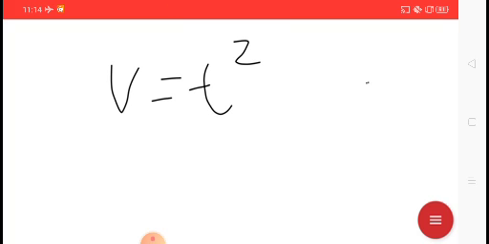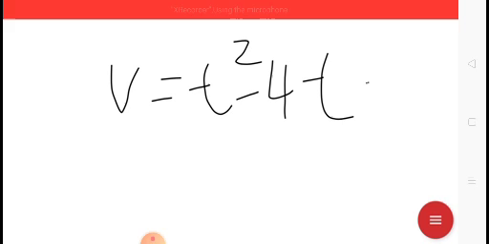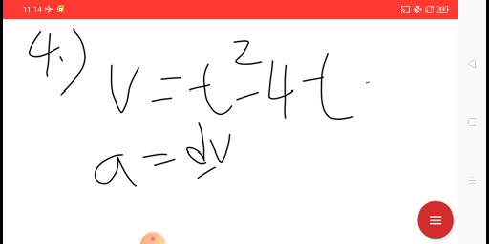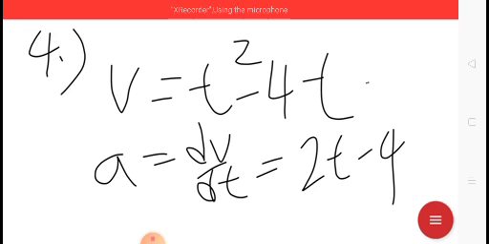Question 4. A particle moves in a straight line so that its velocity v at time t is given by v equals t squared minus 4t. Find the expression for acceleration. So a will be equal to dv/dt, and that is equal to 2t minus 4. So a is equal to 2t minus 4 for question 4.